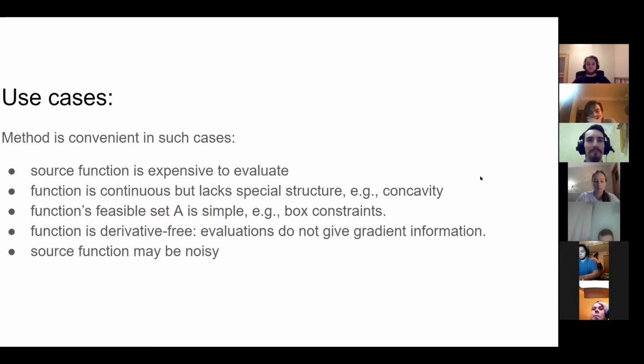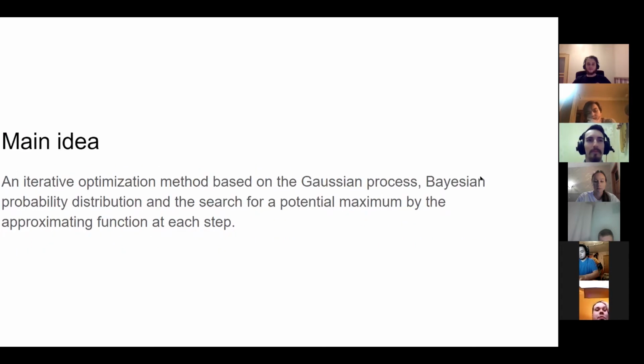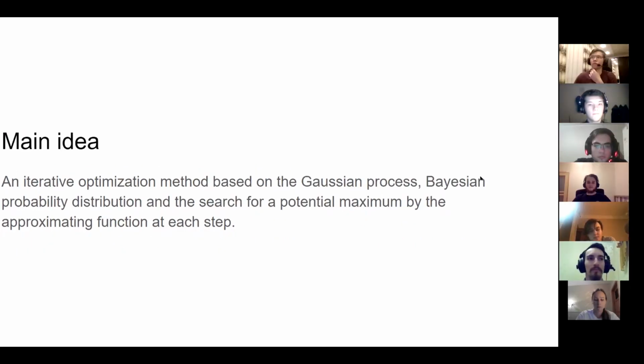So the main idea is that we use a Gaussian process, a Bayesian probability distribution, and we calculate an approximation function to find potential maxima.